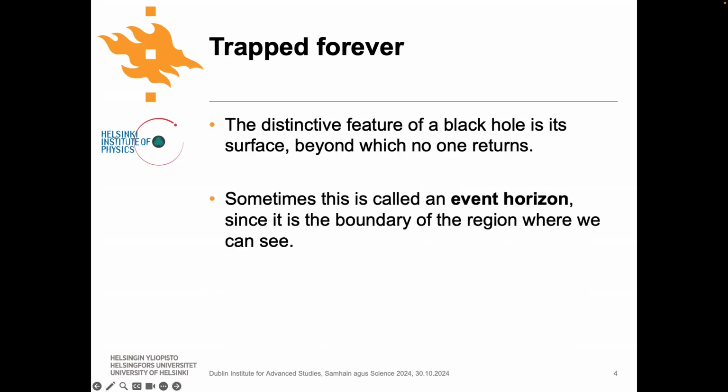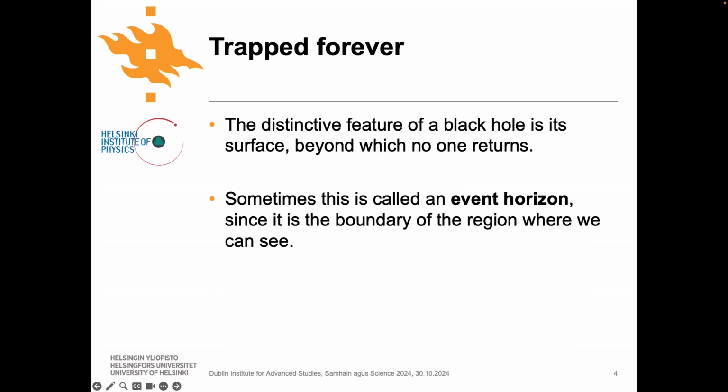And sometimes this is called an event horizon. Now, how many have heard the term event horizon? Most people probably. So this is the boundary of the region we can see. So of course, if we think about horizon, like if you're at sea, then it's the limit to which you can see. It's called an event horizon because we cannot see inside the black hole.